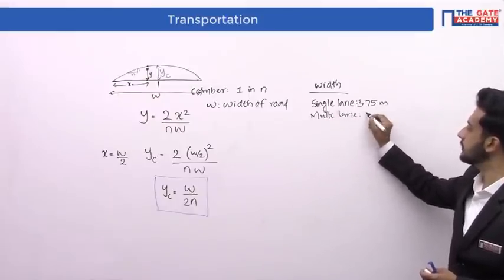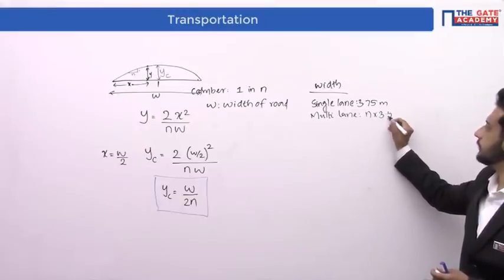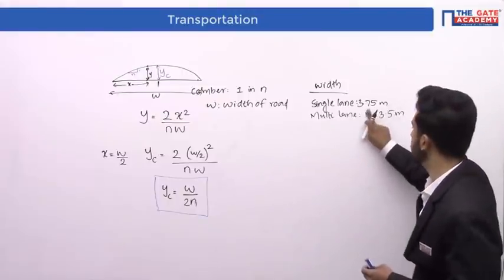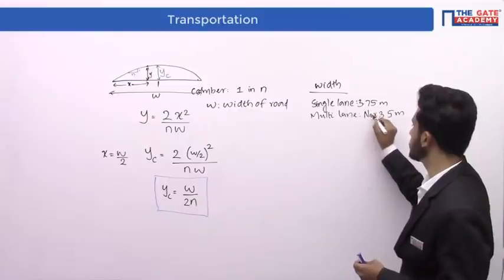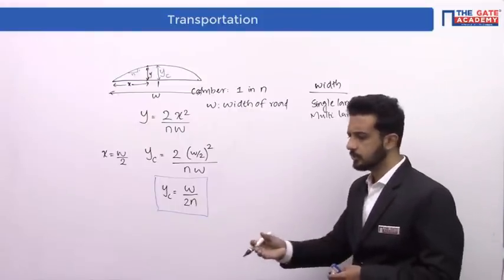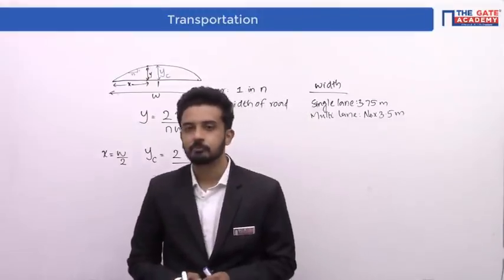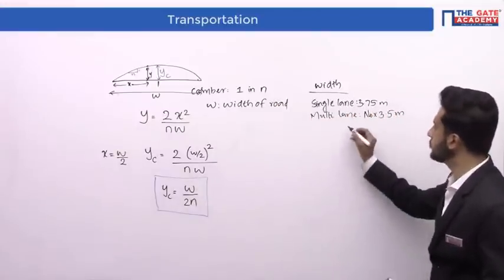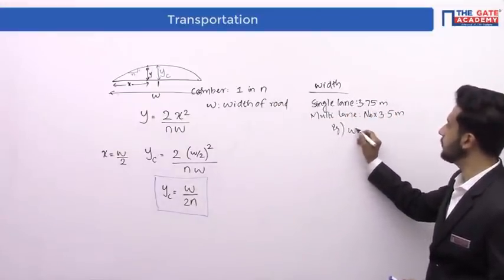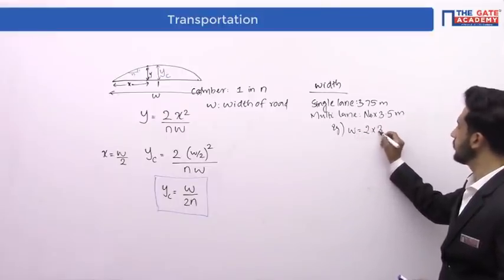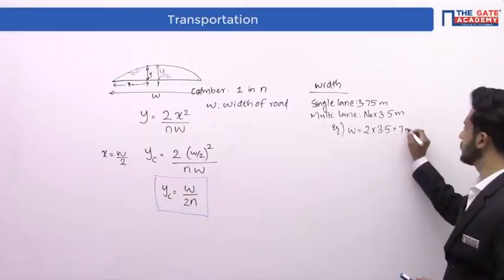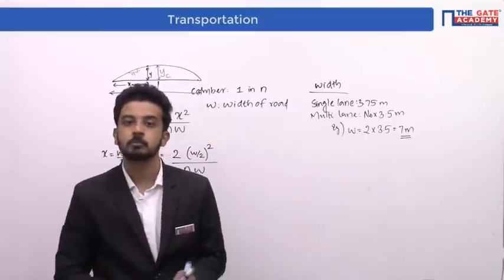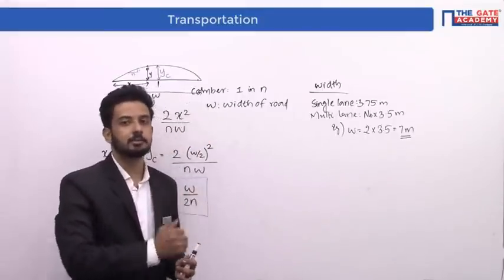If it is a multi-lane, then what is the width? Number of lanes into 3.5 meter. So in this case, what have they given? How many lanes are there? It is a 2-lane road, correct? So for a 2-lane road, the width will be 2 into 3.5, it is 7 meter. Understood? Suppose it was a 4-lane road, then 4 into 3.5, you will get 14 meter.